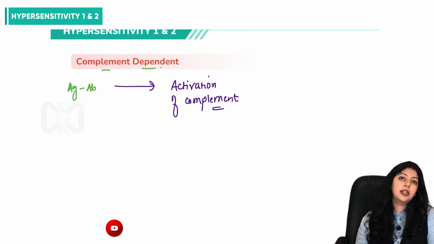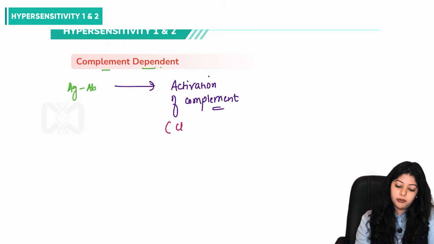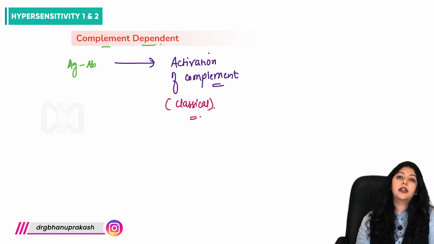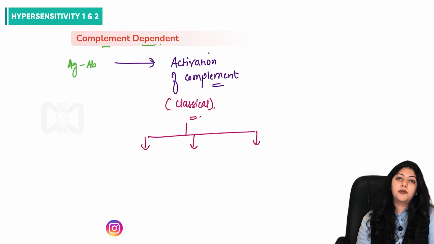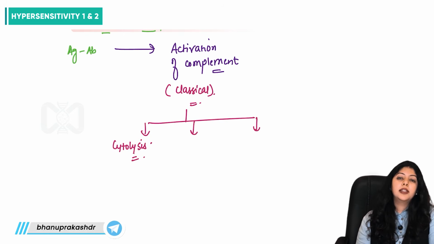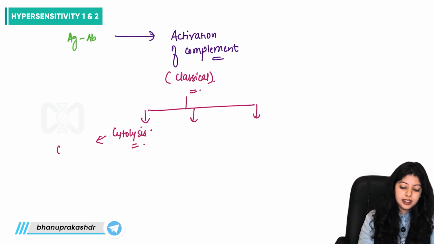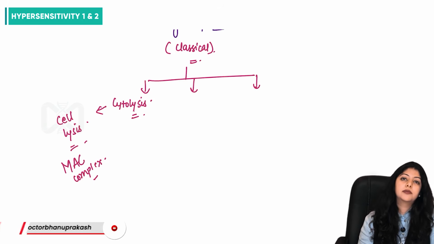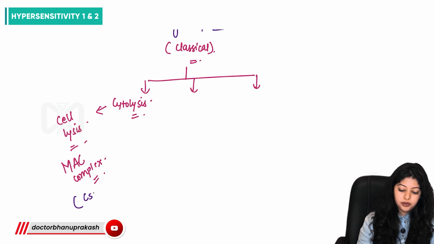And what happens in classical complement? We are talking about the classical complement system. What is occurring in this classical complement system? It leads to certain manifestations. It can lead to cytolysis. Cytolysis stands for cell lysis, which occurs due to the formation of MAC complex. Right? MAC complex is formed by C5 to C9.